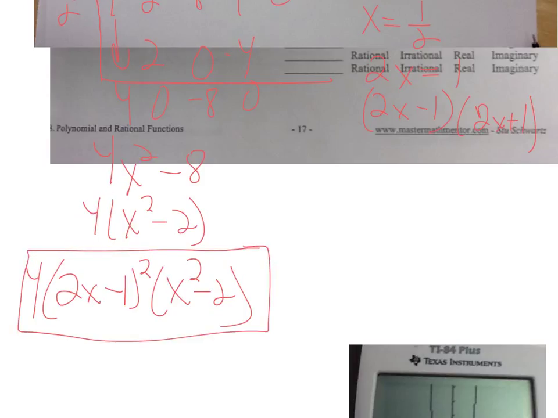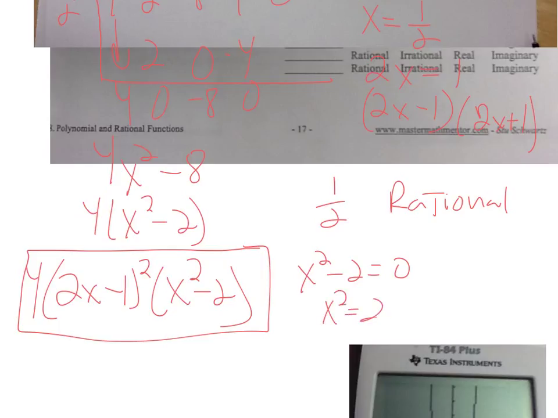Now I'm going to decide about my zeros. Well, one zero was actually 1/2 counted twice, so that's rational. It's also a double root, but we won't worry about that here. Now my other zeros. I know that x squared minus 2 has to equal 0. So does x squared equal 2? And that means x would have to equal plus or minus the square root of 2. And those, of course, because I've got square roots in it, are irrational answers.